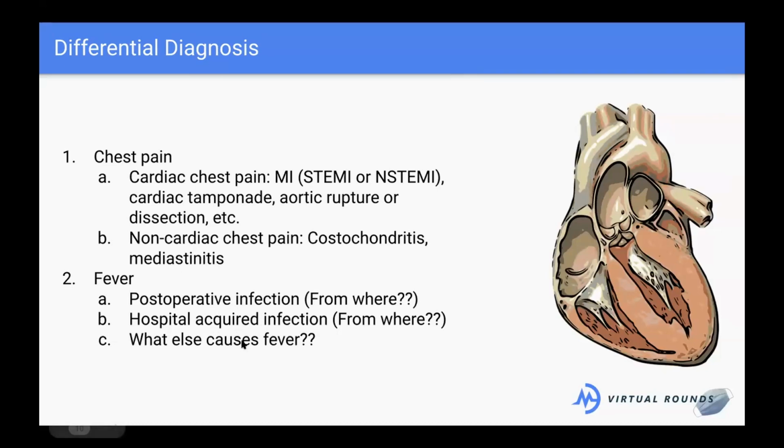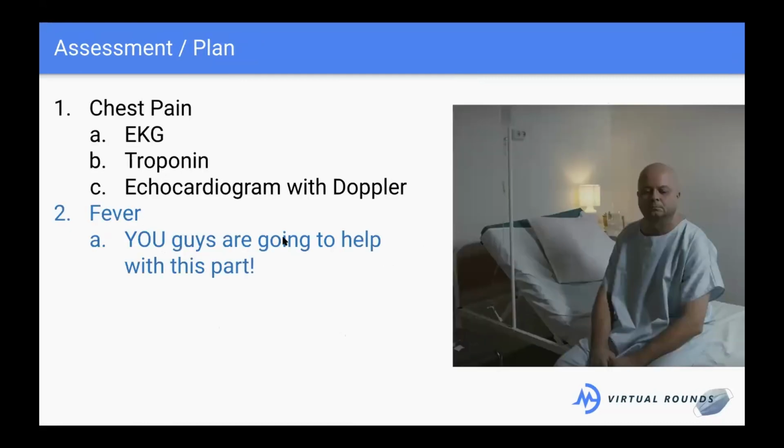We talked a bit about these, the post-operative infection, perhaps hospital-acquired infection. We talked about that Foley catheter or the IV line. We talked about what else causes fever. So I think we pretty much covered this, guys. So here's our assessment and plan. First and foremost, I want to cover the chest pain. So we're going to run an EKG, troponins, and an echo.